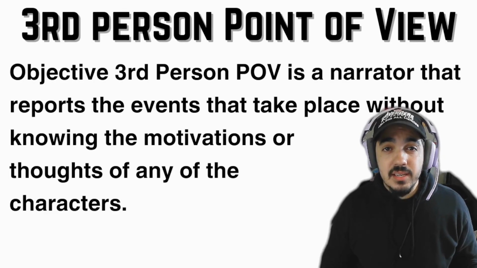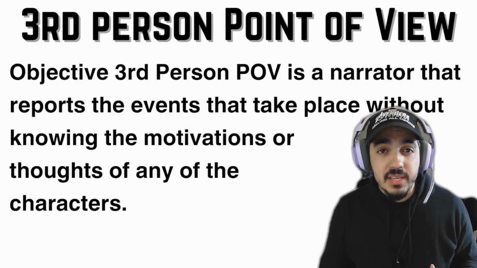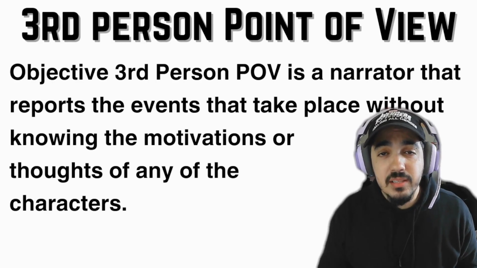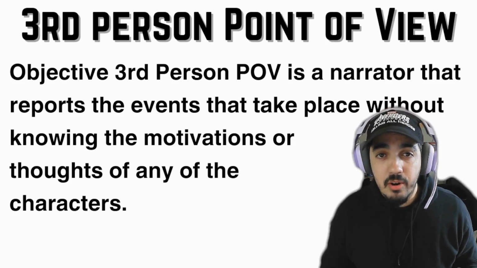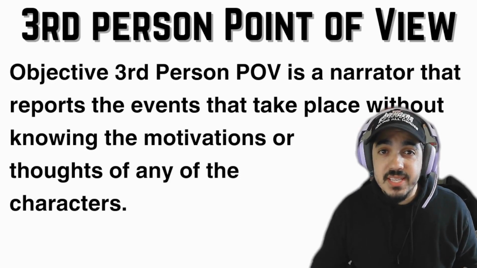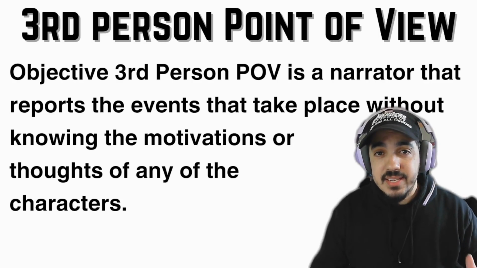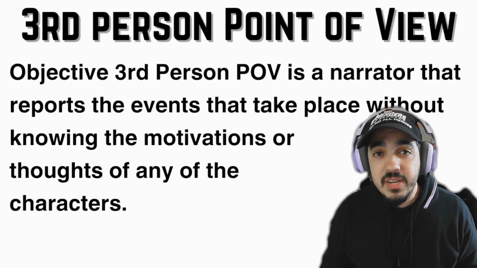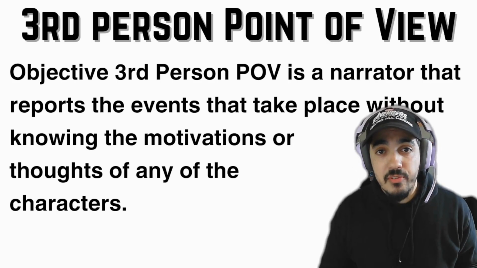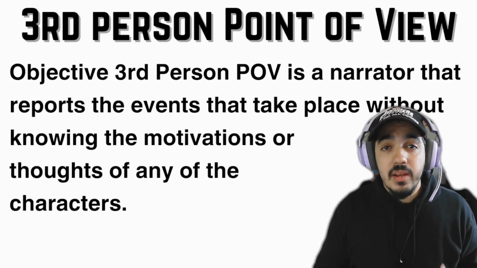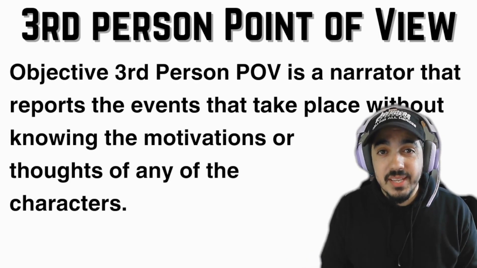The last type is objective, and objective is pretty much just telling the story the way it is without knowing what any of the characters are thinking or feeling. It's literally just the actions that they are taking, and that's how you know what they're thinking or what motivates them, because of their actions and the dialogue, whether they're lying or whether they're telling the truth, which will unfold throughout the story.